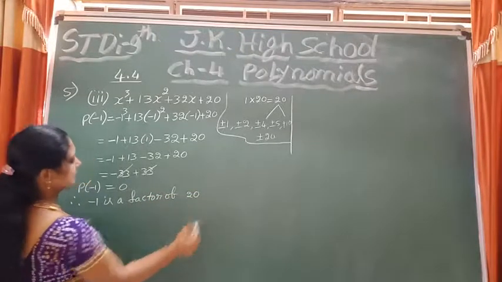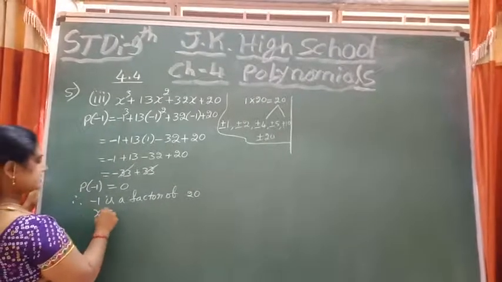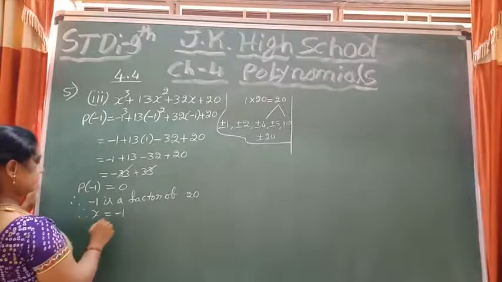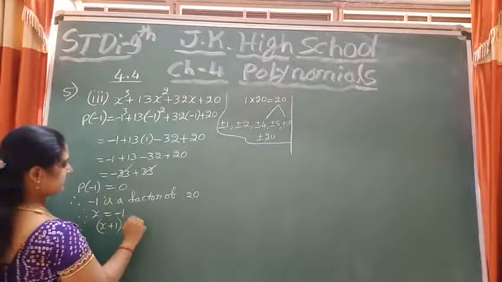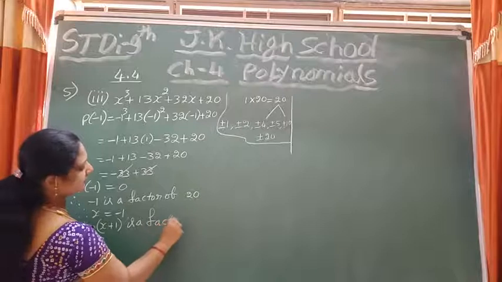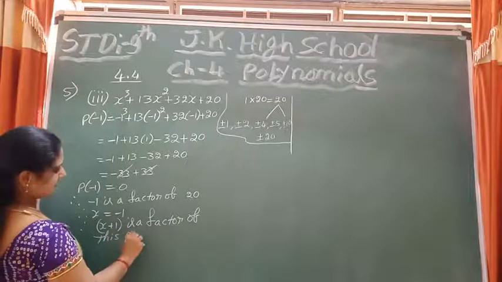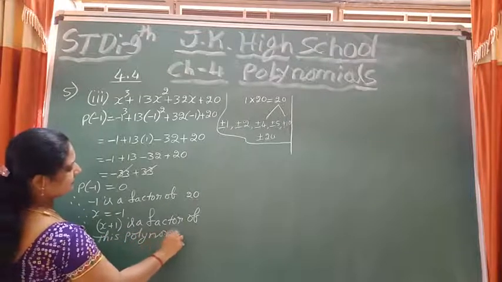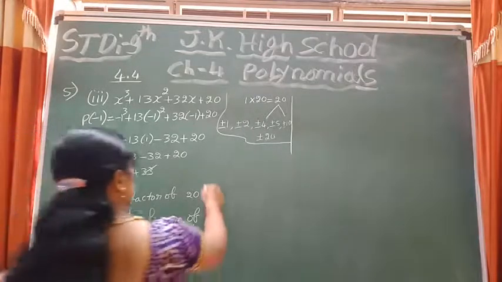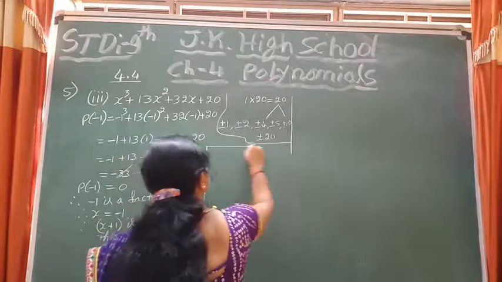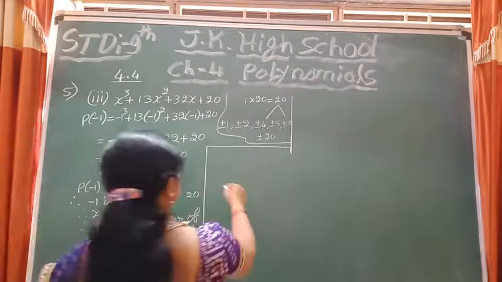Therefore, for what value of x? x is equal to minus 1. Therefore, if I take it this side, x plus 1 is a factor. We have come to know one factor of this polynomial. After knowing this, how can I find out the others? I have to divide the given polynomial by this, so by x plus 1.